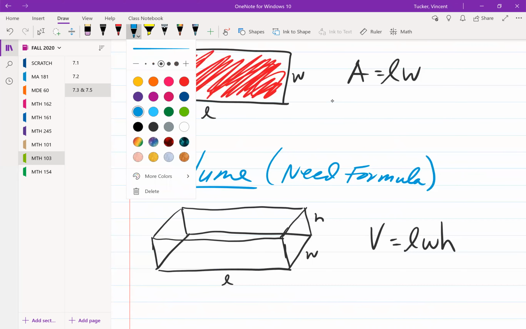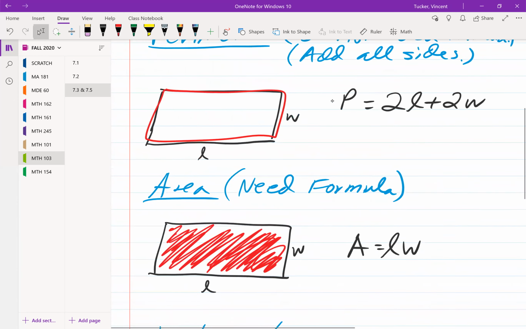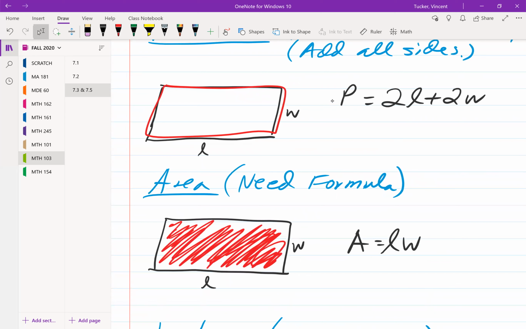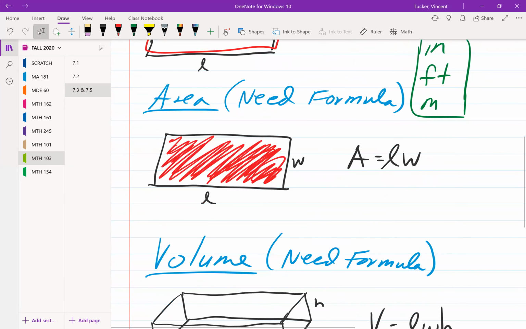All right. Another thing to point out, the difference between the three, is the measurements. Your perimeter will be the regular measurements. So once you're done calculating, if you're in inches, you'll stay in inches. If you're in feet, you will stay in feet. If you're in meters, you will stay in meters. When you're done calculating an area, it will be inches squared, feet squared, square footage, or meters squared.